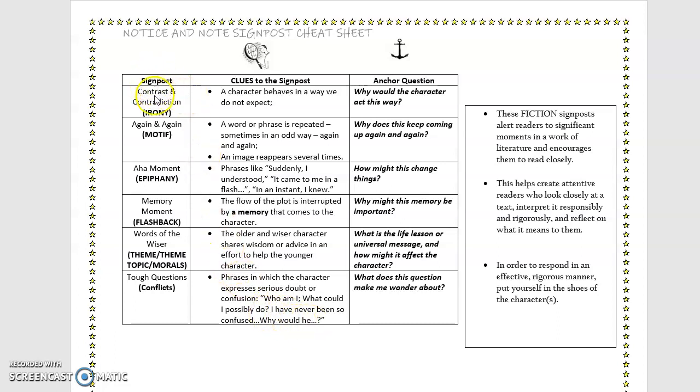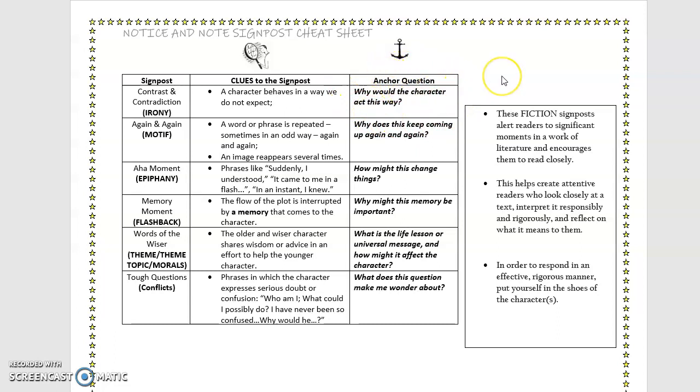So again, the left column are your 6 signposts. The middle column are clues, things that are happening in the literature to get you to realize what signpost it is. And then an anchor question down the right-hand side. So when we do the signpost, I will say to you, okay, identify the signpost in the chapter, for example, and answer the anchor question that goes with your signpost.